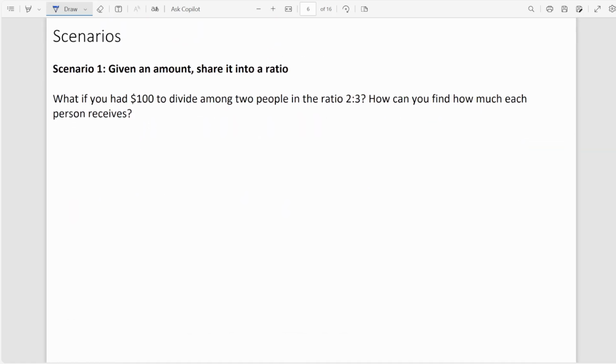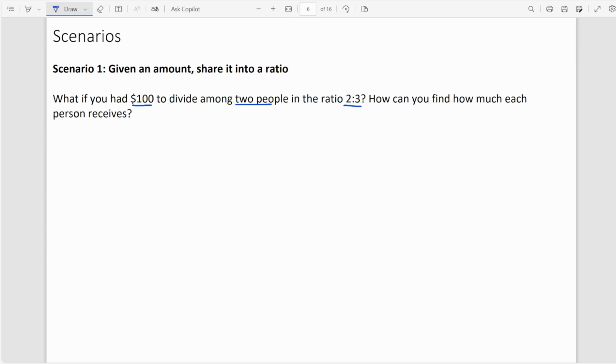Okay, so now let's take a look at scenarios that you might come by in questions. Firstly, given an amount, share it into a ratio. For example, what if you had $100 to divide among 2 people in the ratio 2 to 3? How can you find how much each person receives?